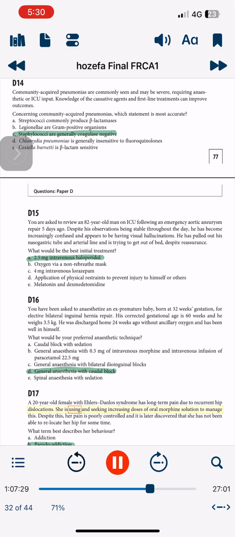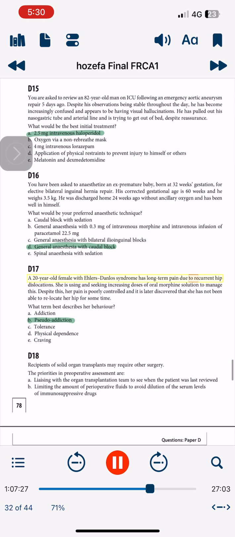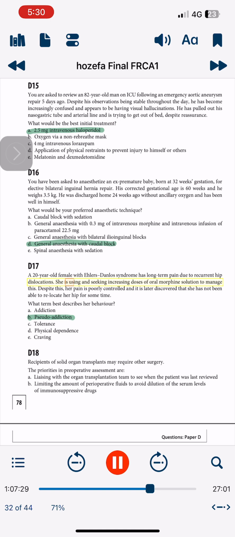A 20-year-old female with Ehlers-Danlos syndrome has long-term pain due to recurrent hip dislocations. She is using and seeking increasing doses of oral morphine solution to manage this. Despite this, her pain is poorly controlled and it is later discovered that she has not been able to relocate her hip for some time. What term best describes her behavior? B. Pseudo-addiction.